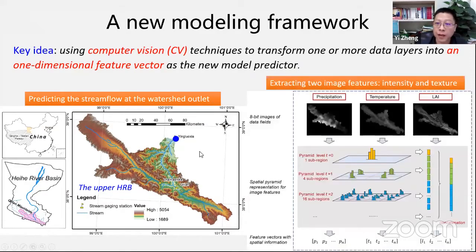Okay. So we extracted two image features, intensity and texture, from different dynamic data fields. In this modeling case, they include precipitation, temperature, and leaf area index. We extract the image features and eventually merge them into a one-dimensional feature vector, and this new feature vector was used as the new model predictor.